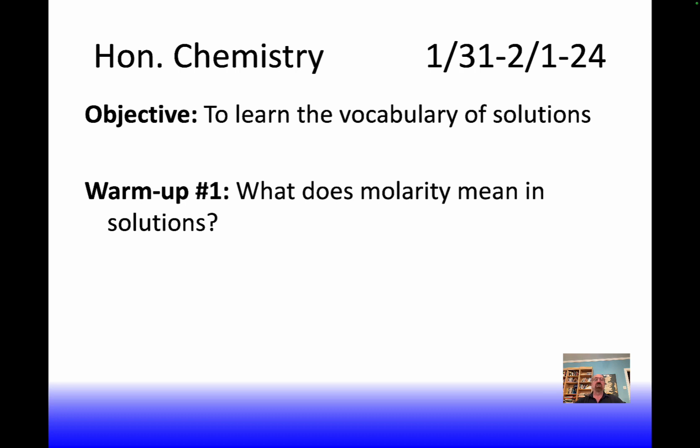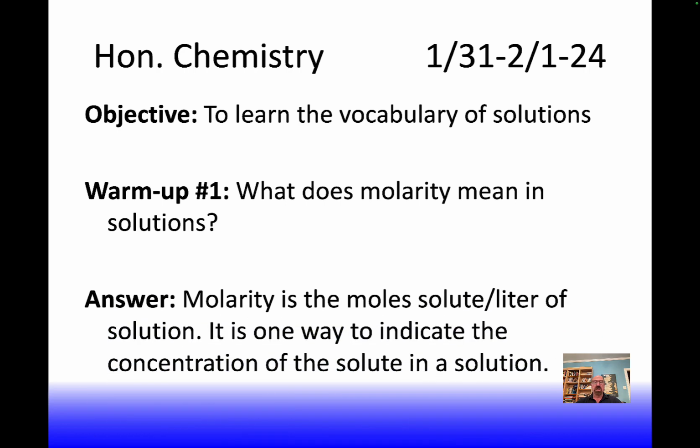Okay, so we have to learn some vocabulary, and then we're going to learn some quantitative stuff. So what does molarity mean in solution chemistry? Molarity is the moles of solute per liter of solution, and it's one way to indicate the concentration of the solute in the solution.